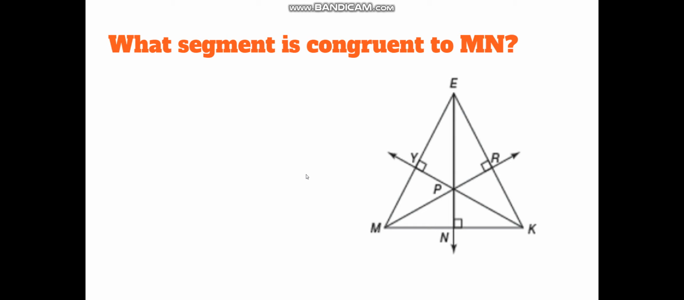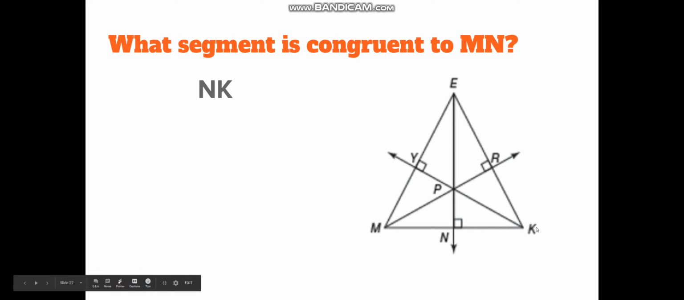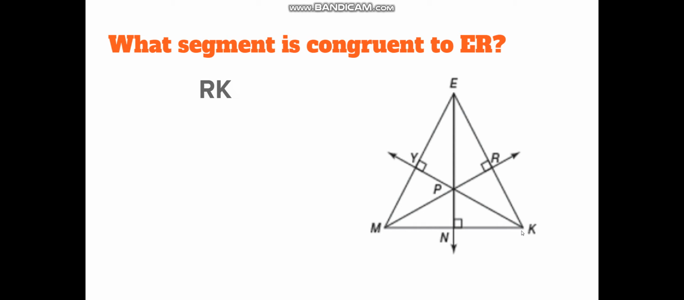For MN, we know that NK is going to be congruent. EN is the bisector of MK, so it cuts that individual line in half into equal pieces. And ER is going to be congruent to RK. ER and RK are going to be congruent because MR is a perpendicular bisector of EK.